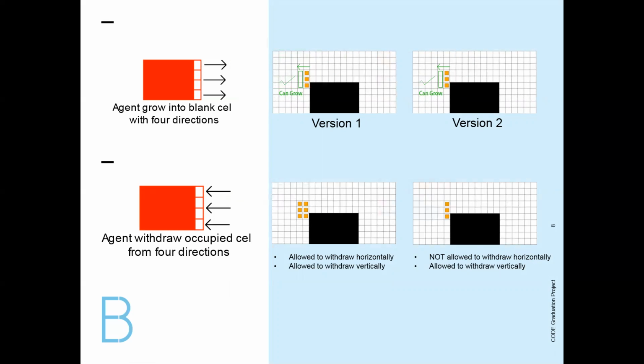And the second half on the bottom is that the agent will be withdrawing the occupied cells from 4 directions. As you can see, a 2 by 3 shape of occupied cells is allowed to withdraw horizontally and vertically, but a 1 by 3 will not be allowed to withdraw horizontally because it will cancel out all the occupied cells.